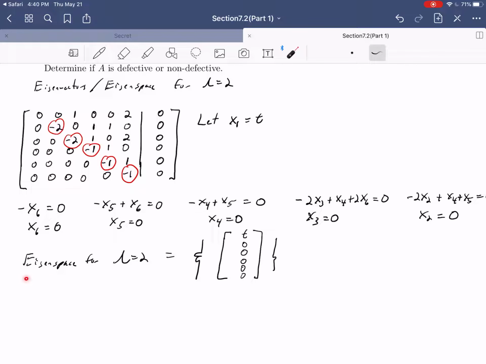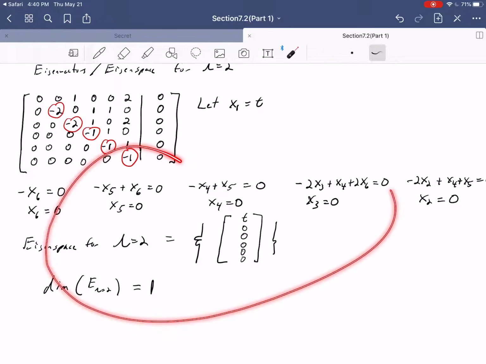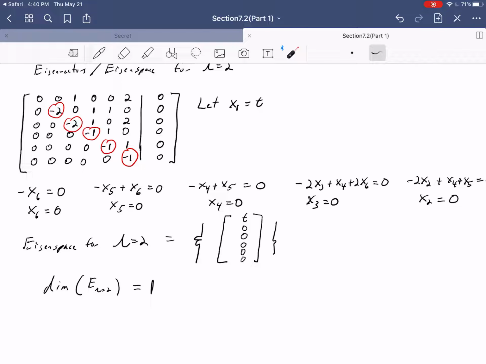Obviously, if you wanted a basis for the eigenspace, you would use something like 1, 0, 0, 0, 0, 0, 1 with all zeros, where you just do your standard way of finding a basis once you have the general element of the eigenspace. So the eigenspace for this is equal to this here. That also tells us that the dimension of E for lambda equals 2 is equal to 1. Okay, so there we go. This was pretty simple. We already knew that this was going to be the case.